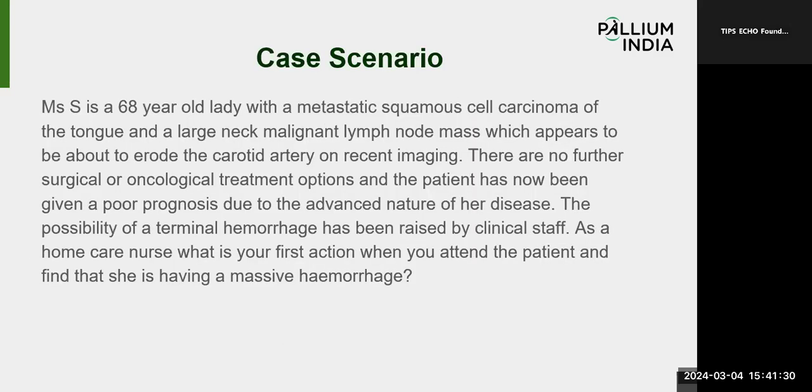So this is the next case scenario. Miss S is a 68-year-old lady with metastatic squamous cell carcinoma of the tongue and a large neck malignant lymph node mass, which appears to be about to erode the carotid artery on recent imaging. There are no further surgical or oncological treatment options, and the patient has now been given a poor prognosis due to the advanced nature of her disease. The possibility of a terminal hemorrhage has been raised by clinical staff. As a home care nurse, what is your first action when you attend the patient and find that she is having a massive hemorrhage?